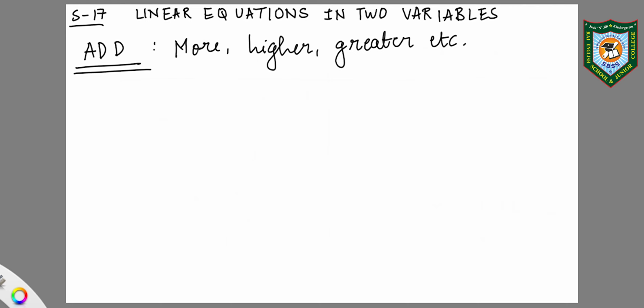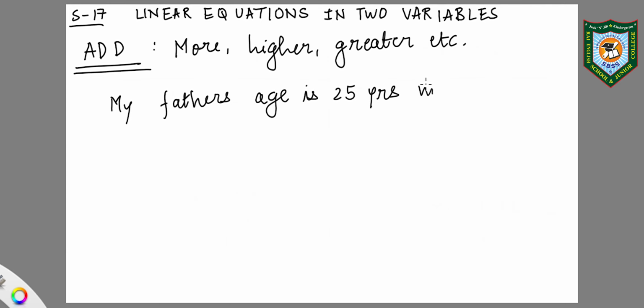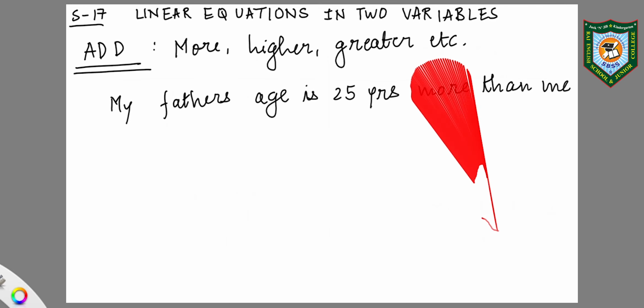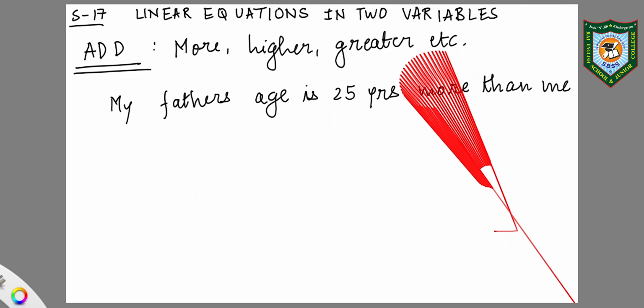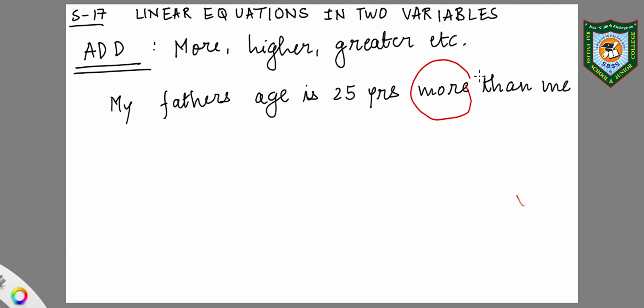Let's say that I have my father's age. I'll say my father's age is 25 years more than me. Here the important word is again, as we know, more. As we can see, here the important word is more. So how do I write the equation?